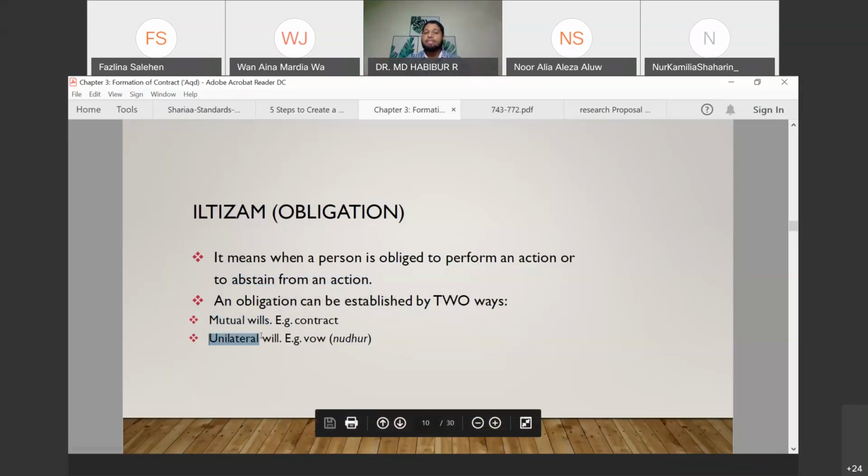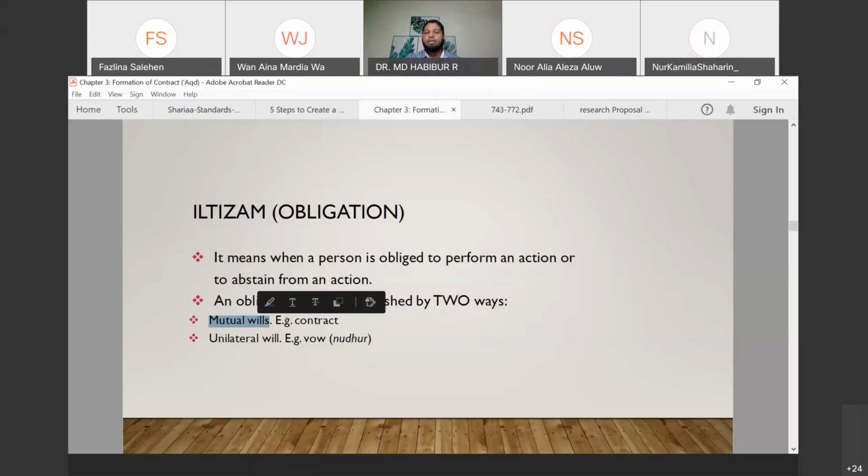It also can come from a single will, unilateral. For example, nuzur. Nuzur, in English, is called a vow. You make a commitment on yourself that if you pass the exam, you will give $100 to the poor, or you will provide food for the orphans, for the poor people in your kampung. So this is a nuzur. This is a commitment on yourself. You did it alone, a single commitment. There is no other person involved in this commitment. So this is a unilateral commitment, and a commitment can also be mutual.